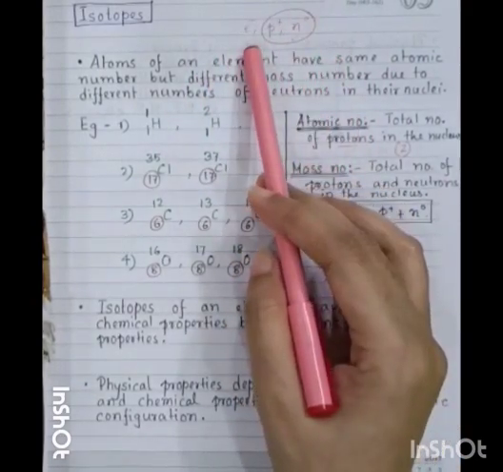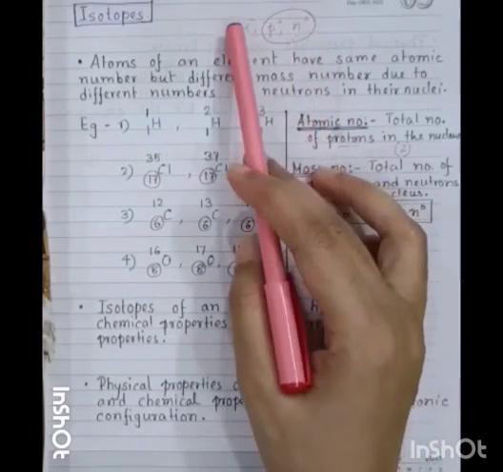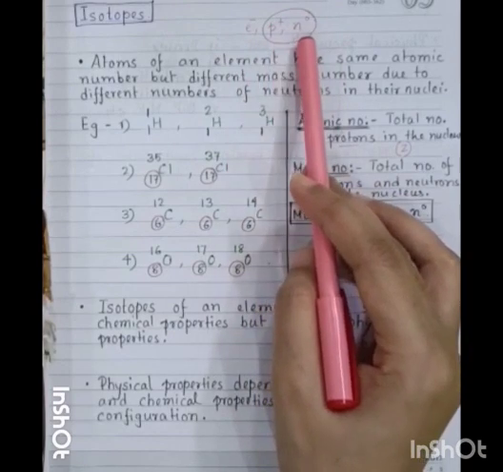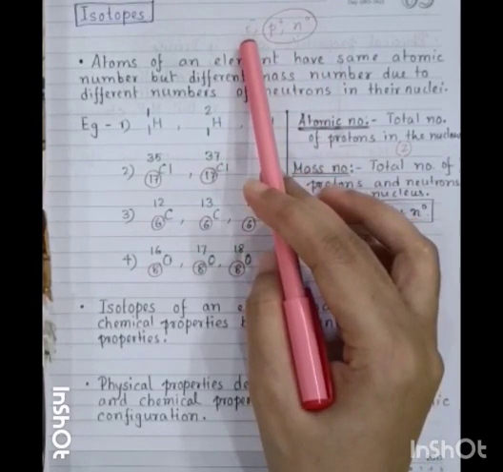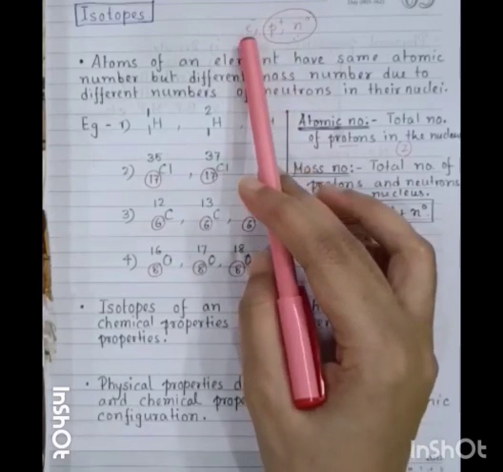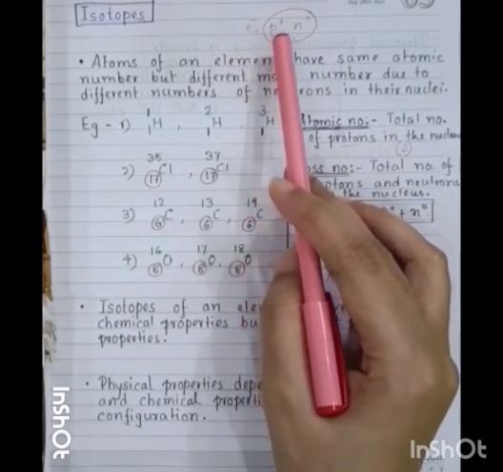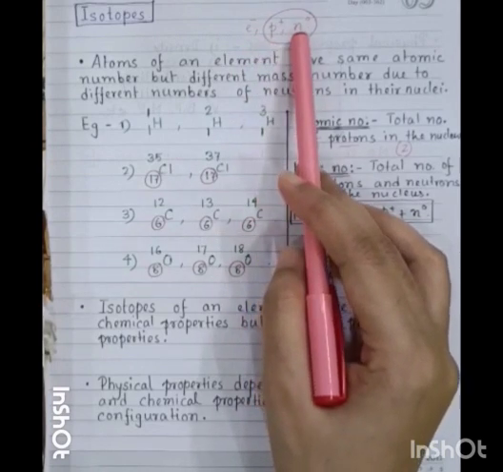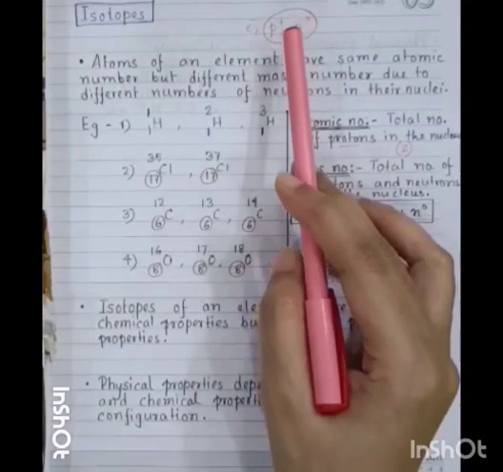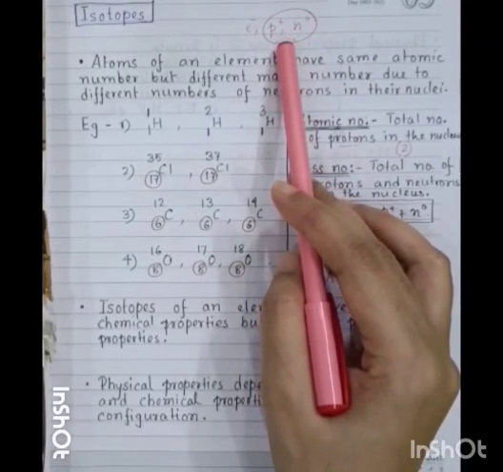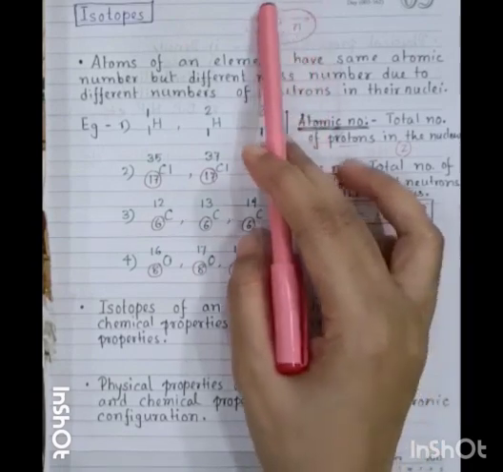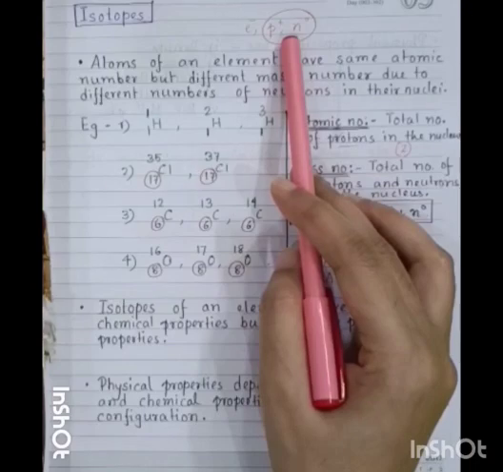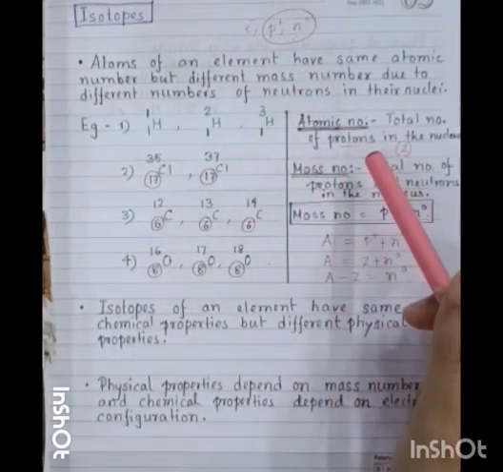Now, among these three particles, only protons and neutrons have mass, whereas electrons have negligible mass. So we can say that electrons do not have any mass. Only protons and neutrons have mass. So protons and neutrons are the particles which only contribute to the mass of the atom. That is why the total number of protons and neutrons present in the nucleus of an atom is called the mass number of that particular atom.